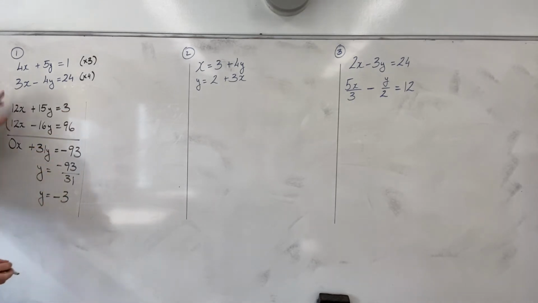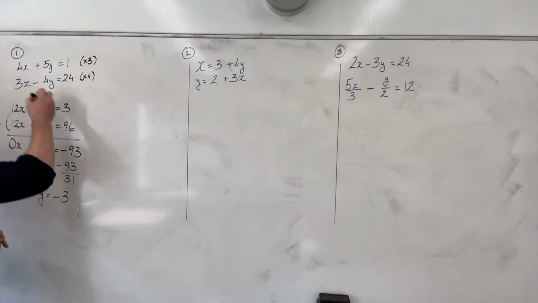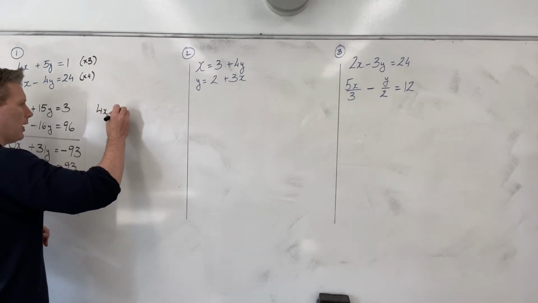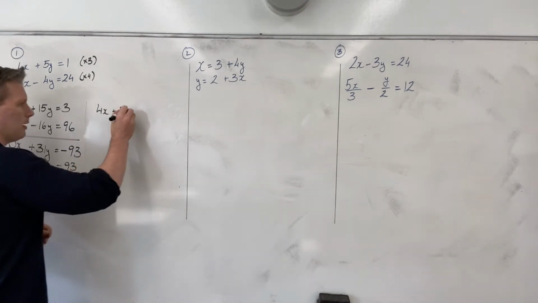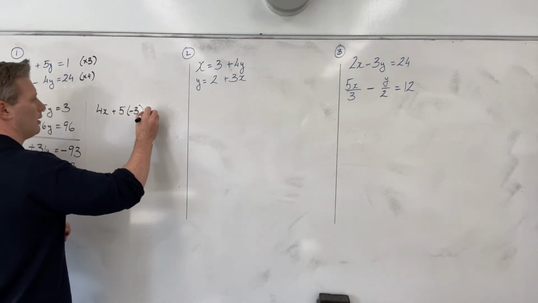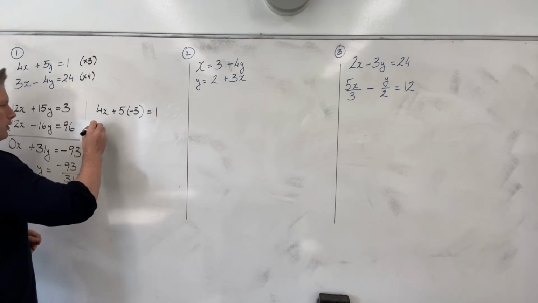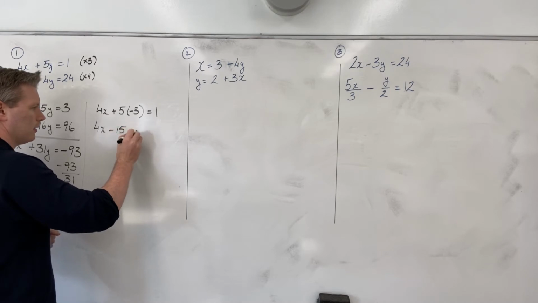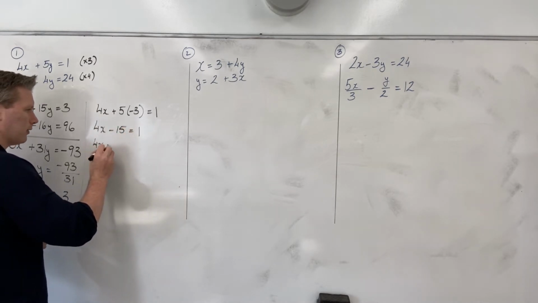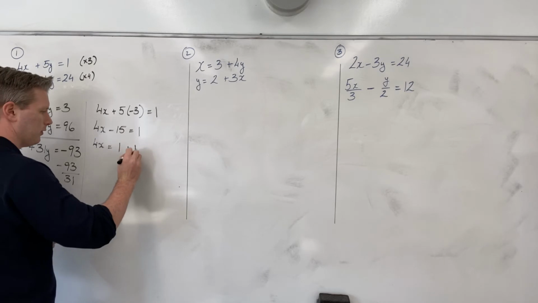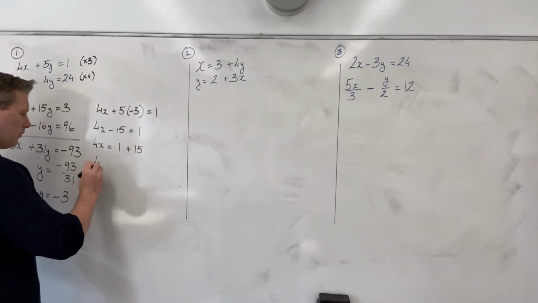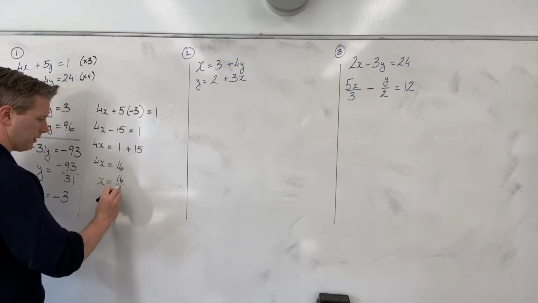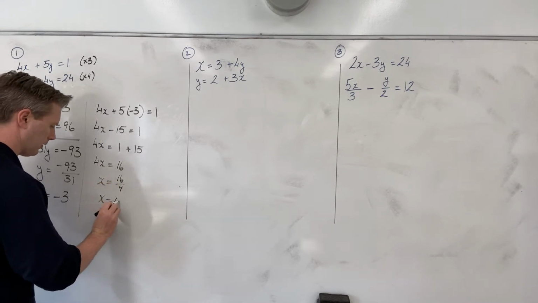I'll sub it back into this first equation. And this first equation will now become 4x plus 5 times negative 3, that's equal to 1. Distributing out, I get 4x, 5 times negative 3 is negative 15, is equal to 1. And so therefore 4x is equal to 1 plus 15, adding 15 to both sides. 4x is equal to 16. And therefore x is equal to 16 divided by 4. In other words, x is equal to 4.